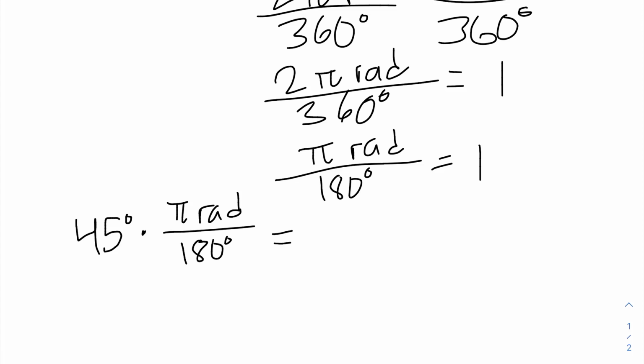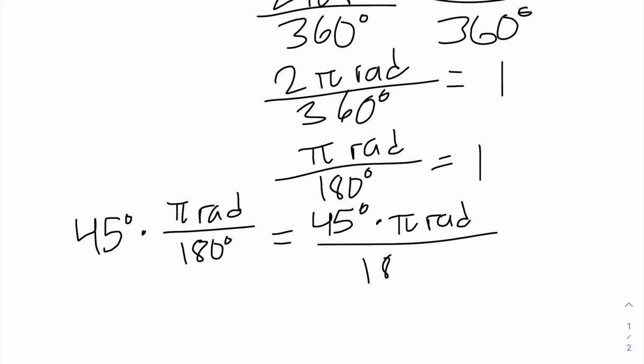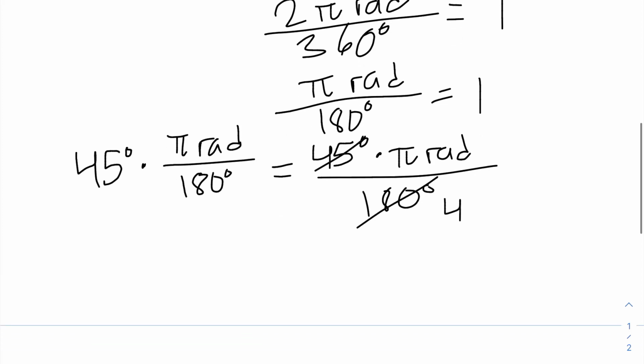So if we do this, we get 45 degrees times pi radians over 180 degrees. We cancel these out, and the degrees cancel out as well. We're left with a 4 in the bottom. So 45 degrees is equal to pi over 4 radians.